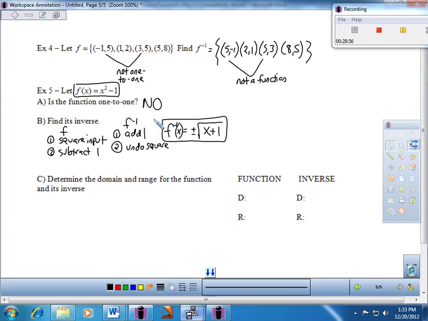Okay. Good. So that's it. Add 1 and square root, but make sure you include both roots, the plus and minus. Well, let's see this all in action. Good culminating piece right here.